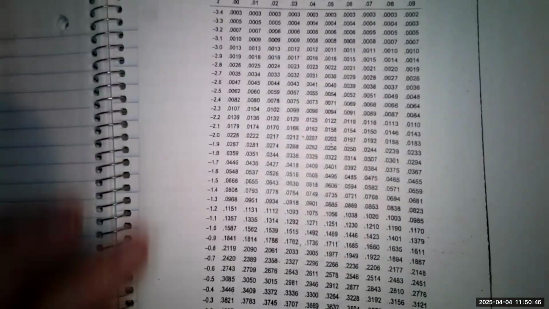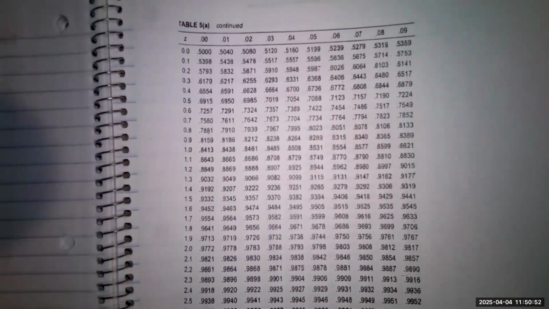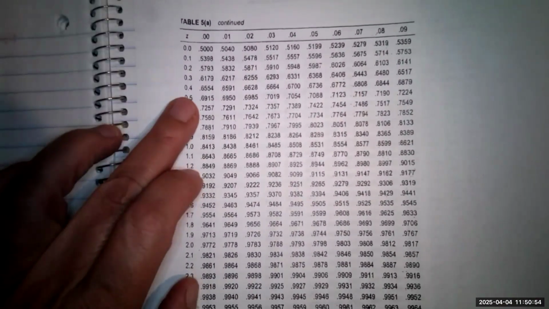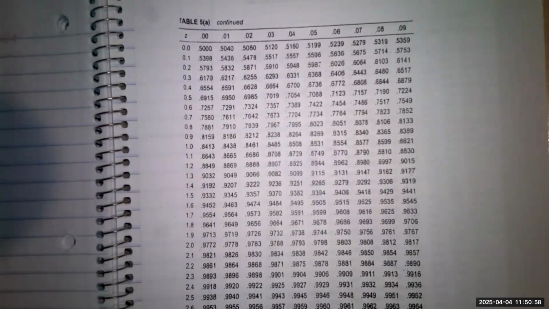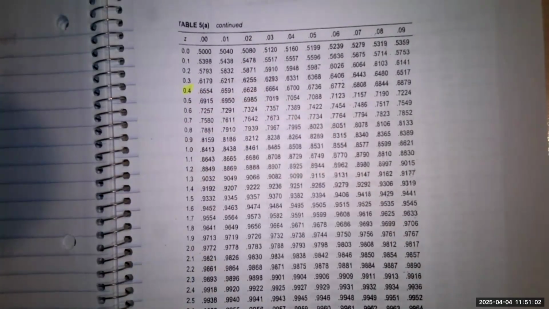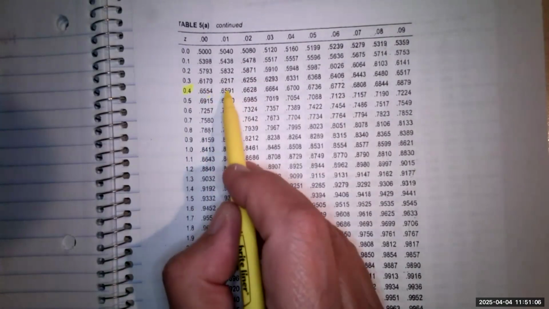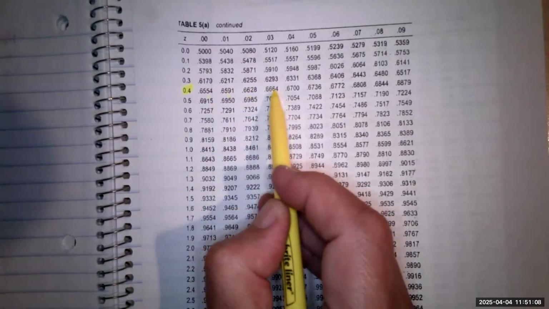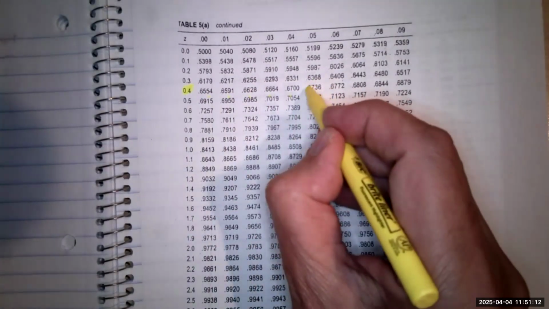You see, the first column is going to be Z. This is positive, so you go to the positive page. For 0.45, you get the 0.4 first, but you need 0.45. So 0.40, then 1, 2, 3, 4, 5. This would be the result.